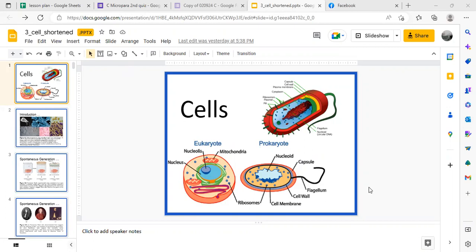Okay. So today's topic is about cells. For most of you, you have studied the basics of cell structure in anatomy and physiology. But this time, we're going to look also in the prokaryotic cell. We're going to look at the structures of the prokaryotic cell.